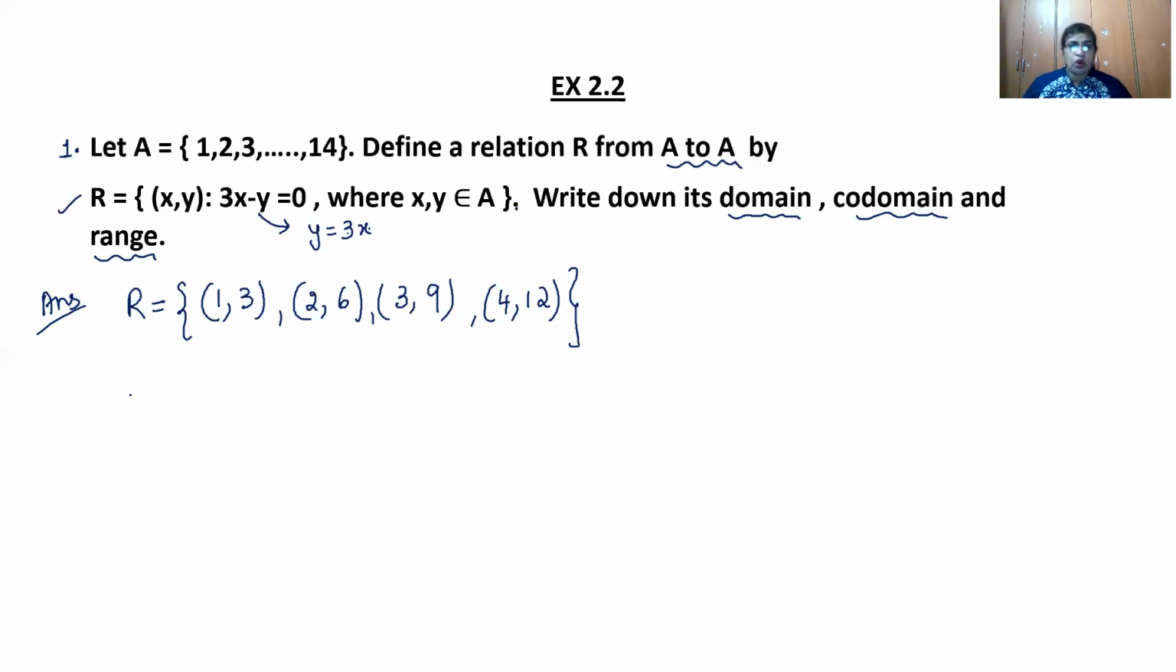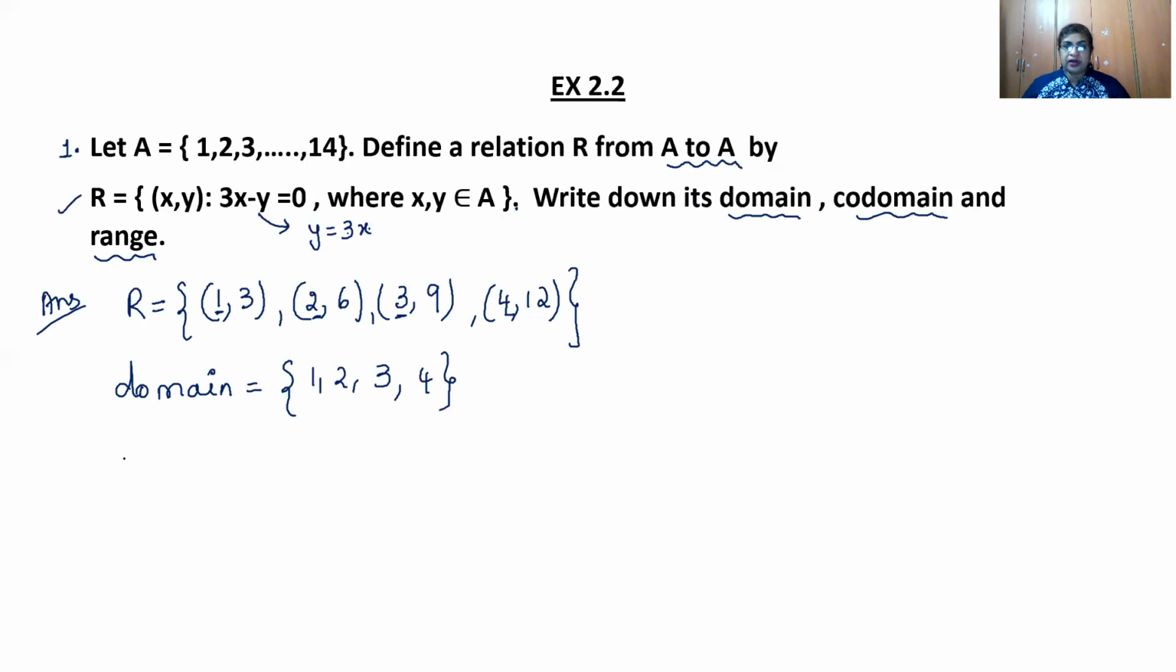So you have to write the domain now. Therefore, the domain is equal to what we have learned just now. Who is the domain? Domain is the set of all first elements of the ordered pairs of R. So who are the first elements here? 1, 2, 3, and 4. So domain is 1, 2, 3, and 4.